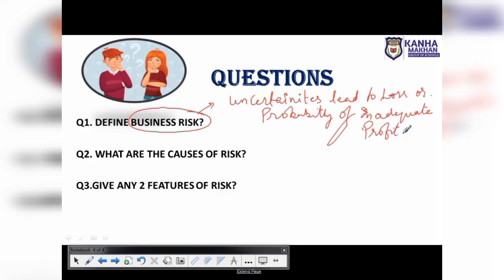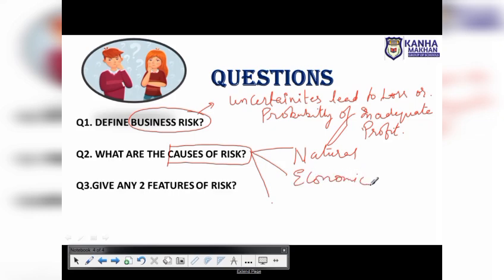What are the causes of risk? Just now we have studied. Basically 4 causes are there: natural cause, second one is economic cause, third one is your human cause, and the last one is your physical cause. Physical cause means including your machinery and all technology.